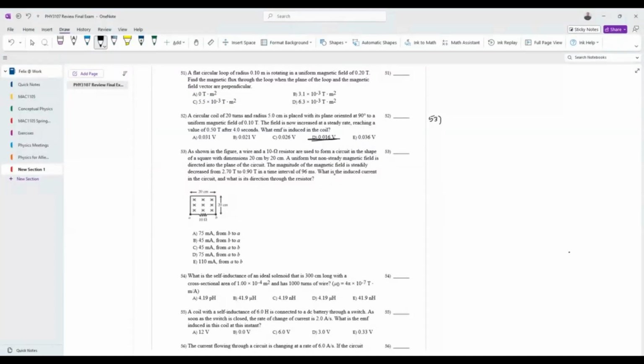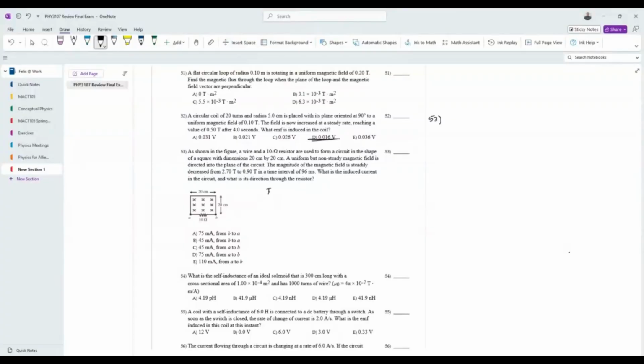So the magnetic field is uniform, but it's changing with time. The magnitude of the magnetic field is decreasing from 2.70 Tesla to 0.90 Tesla in a time interval of 96 milliseconds. What is the induced current in the circuit, and what is the direction through the resistor?